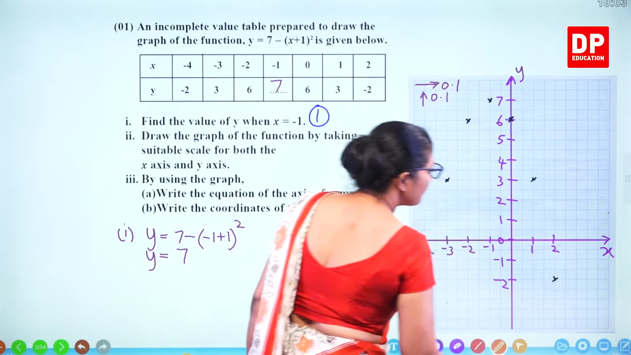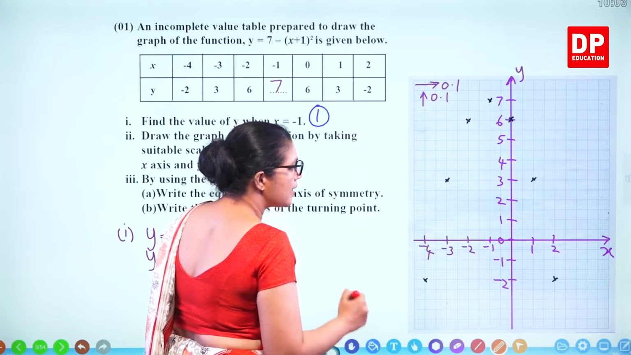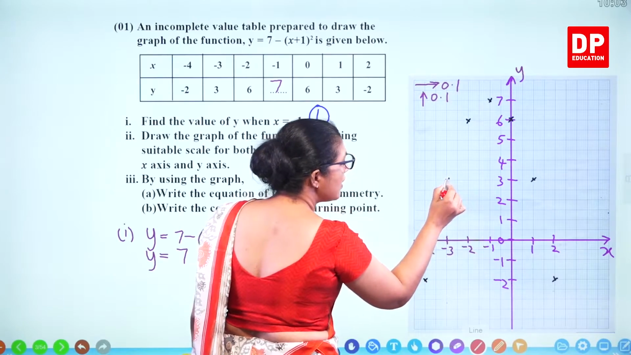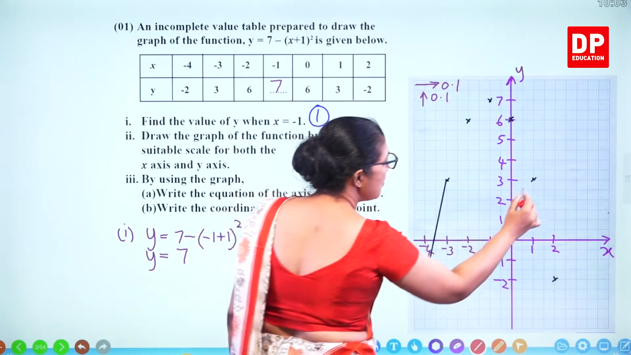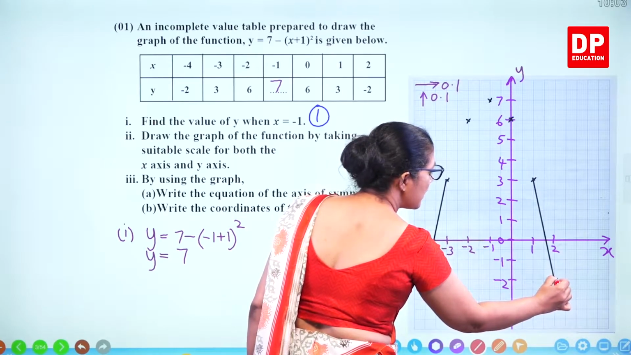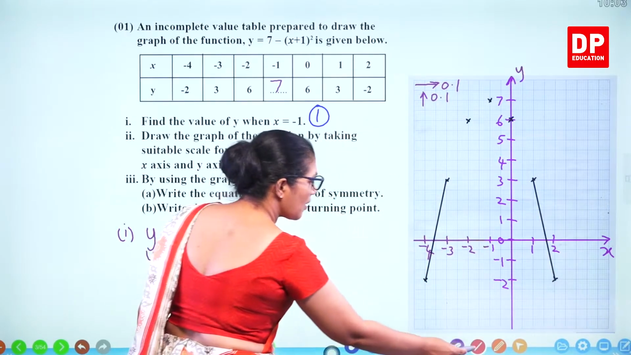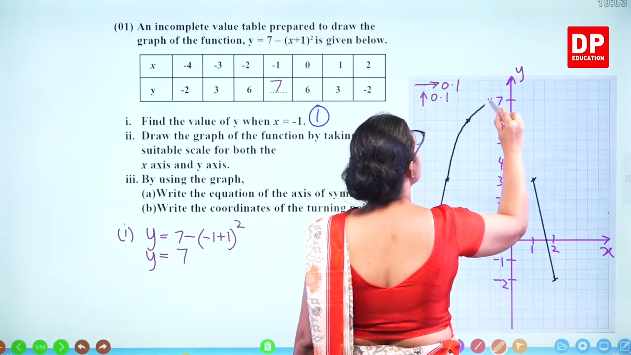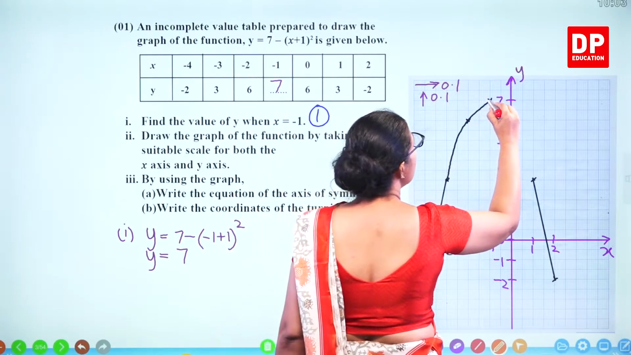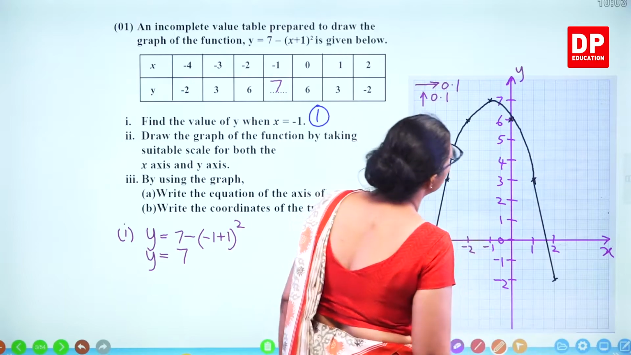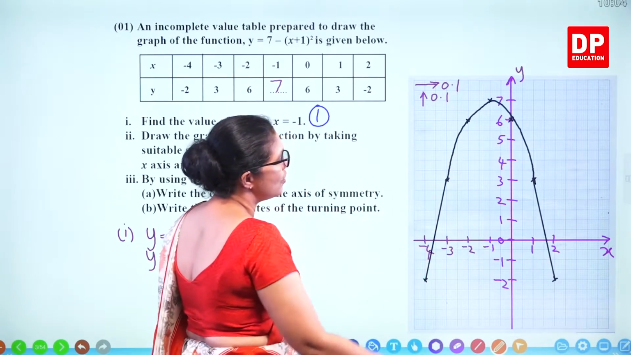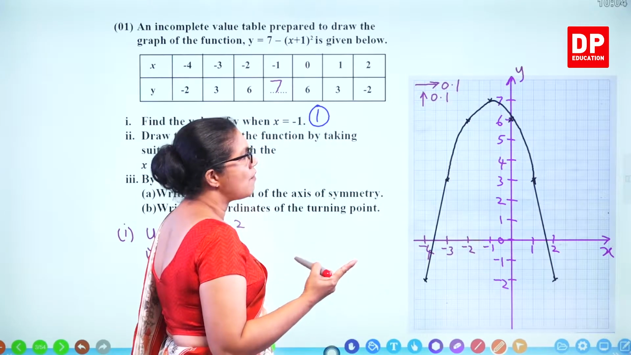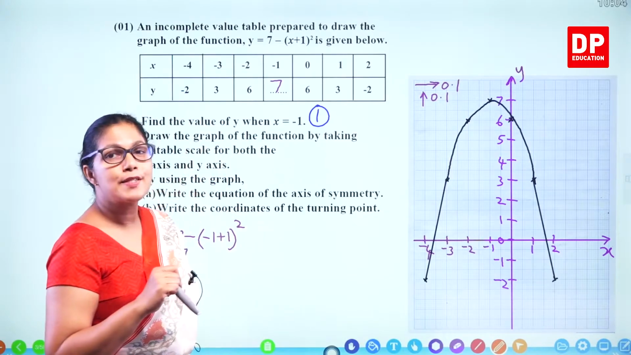Now we have points we can connect. So we can connect only these 2 points, edges, you can connect with a ruler, not the middle part. You have to smoothly connect the other parts. Now this part, smoothly connect. So I connect this up to here and then here. So you need to connect smoothly. So that's the graph of y equals 7 minus (x plus 1) whole thing squared.